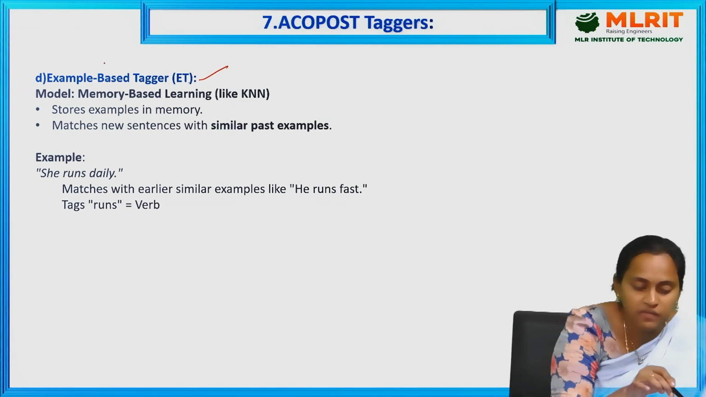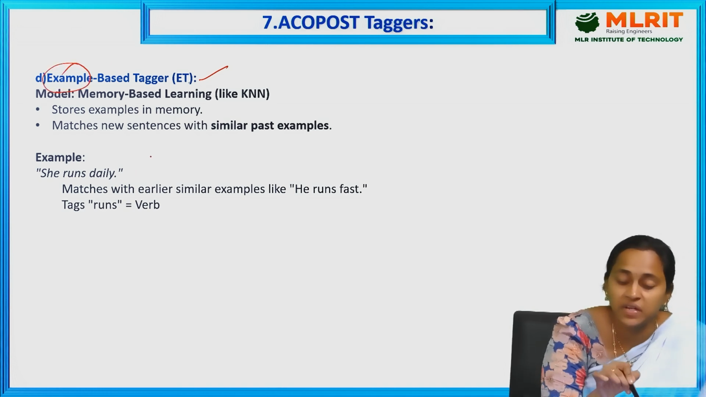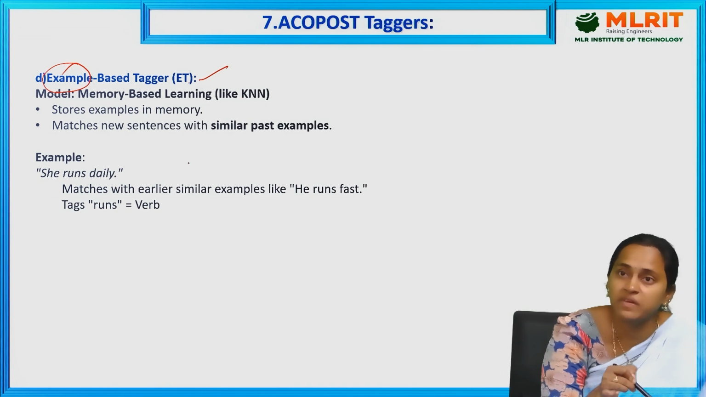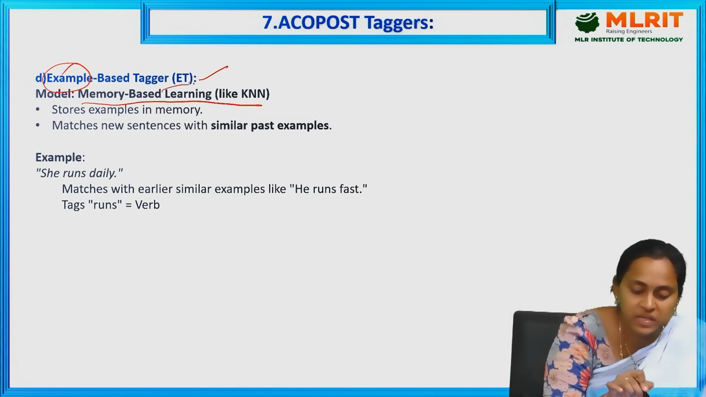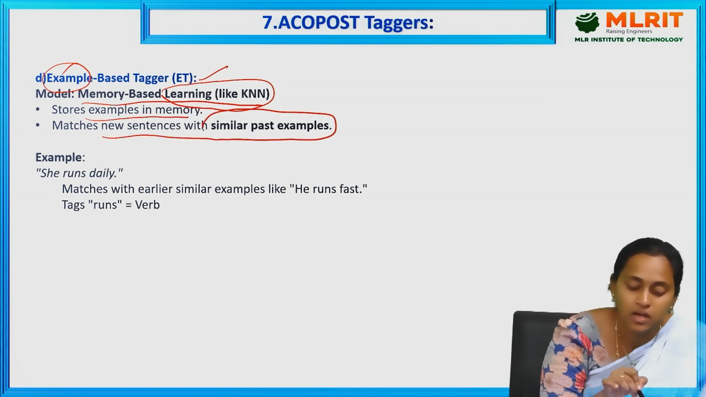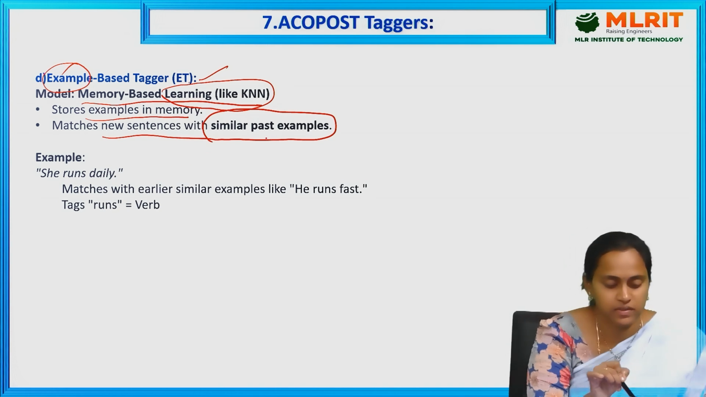Next, see example based tagger. The meaning itself is example based tagger: it uses a database, and whenever we apply this tool, it checks the previous examples in the database. Here the technology is memory based learning, that means we are storing some previous examples. It stores the examples in memory and matches a new sentence with a previous similar example. It checks the previous example, then allocates the POS tags.